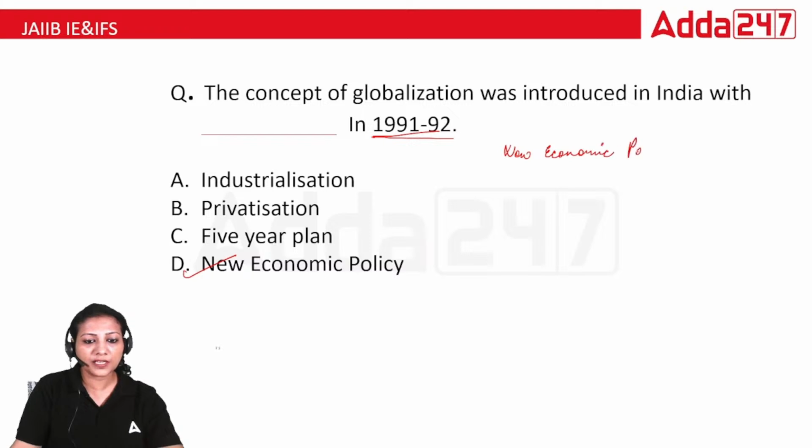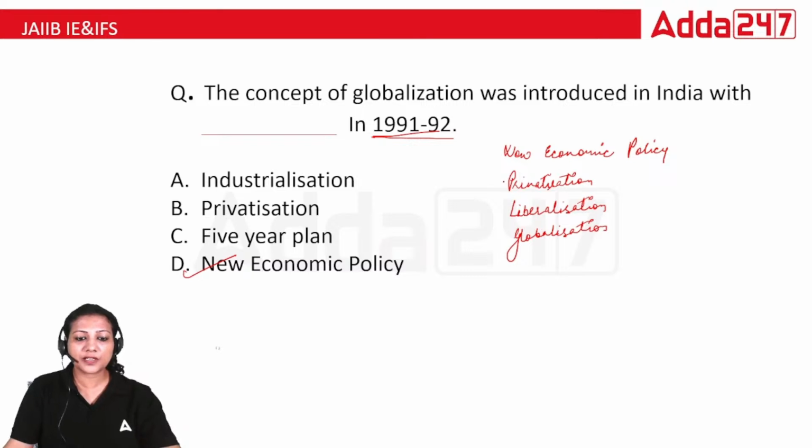Under new economic policy, there were three pillars, and the three pillars were privatization, liberalization, and globalization. So these were the three pillars of new economic policy. Let's move to the second question.